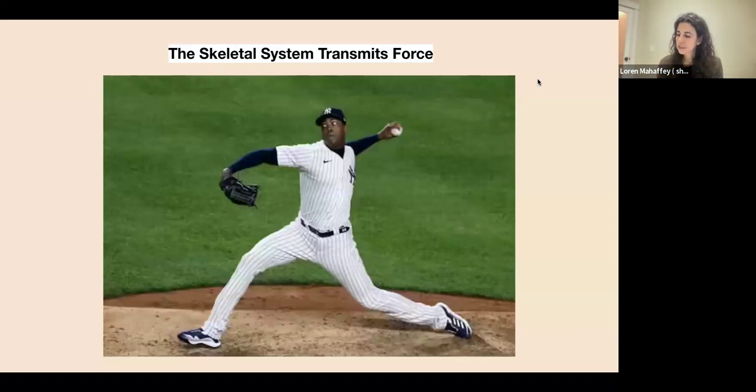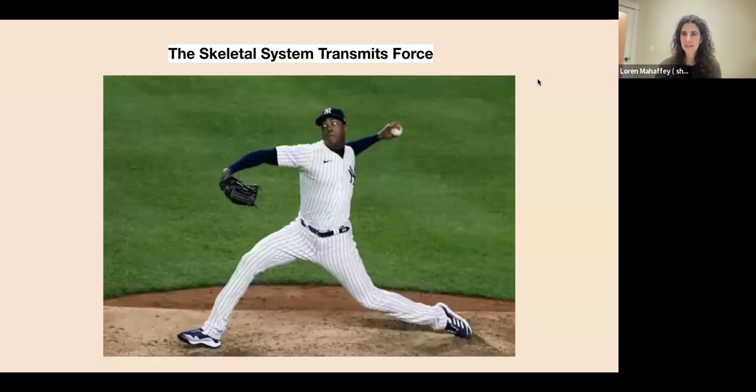Okay, so the skeletal system transmits force from one part of the body to another, bone to bone via the joints. And this transfer of force through the joints is made possible because of ligaments, right? Which are tough connective tissue that connect bones together at the joints. And they allow for stability and for controlled movement. And we'll look more at ligaments in the next video.